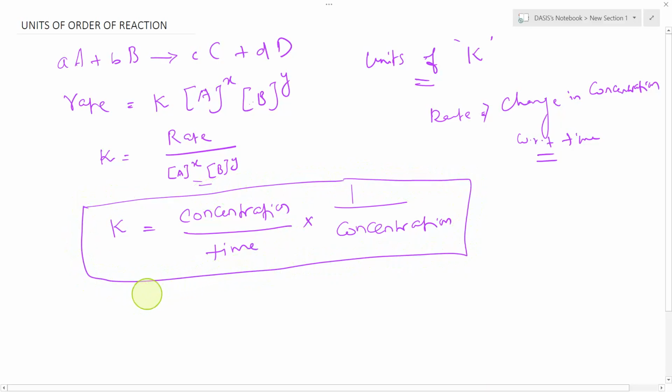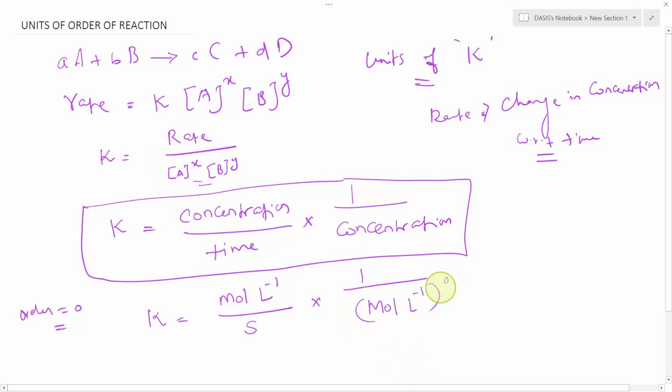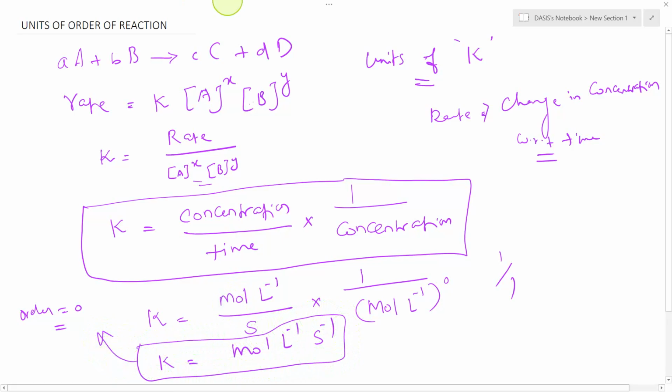We know that there are zero order, first order and second order reactions. If the order of the reaction is 0, what is the concentration term? The rate constant k is equal to mole per liter with respect to time, second, into concentration raised to its power. What is concentration as usual? Mole per liter, raised to the power 0. Anything to the power of 0 is equal to 1. So this can be written as 1 by 1. So the unit of rate constant is mole per liter per second. Am I right? So this is the unit of rate constant for zero order reaction. Got it?